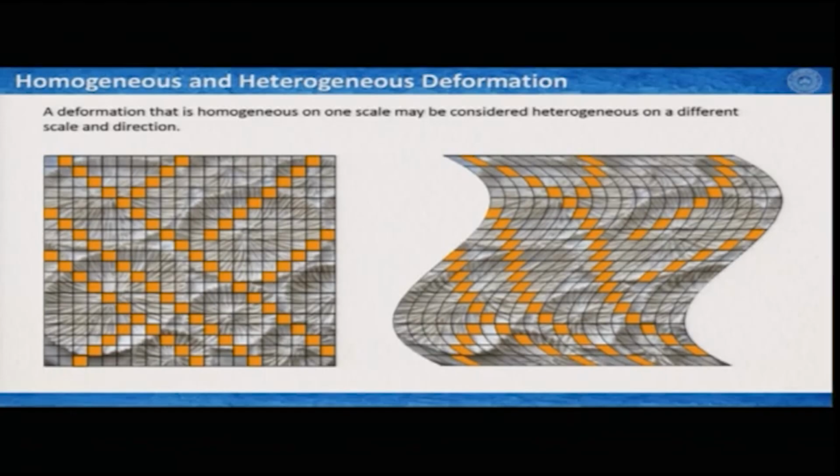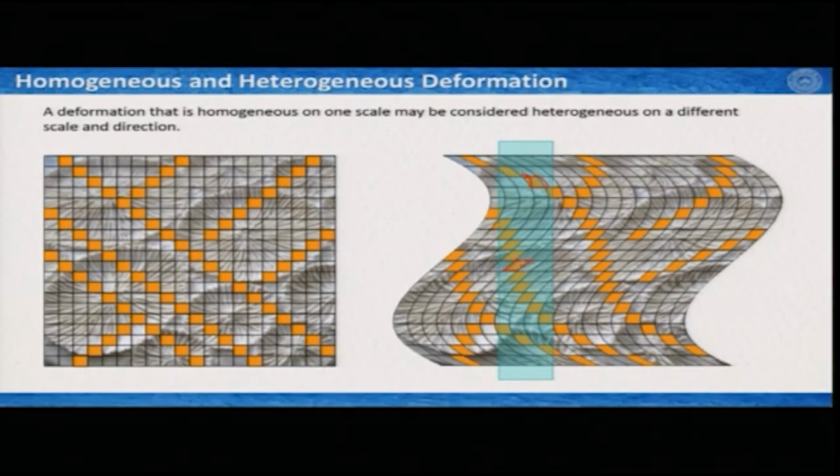Now the question is, when the bulk deformation appears to be heterogeneous, it is possible to discretize this entire deformation into smaller areas and find if they are homogeneous or not. For example, if I consider this area highlighted by this little rectangle, I can see that initially this was square.